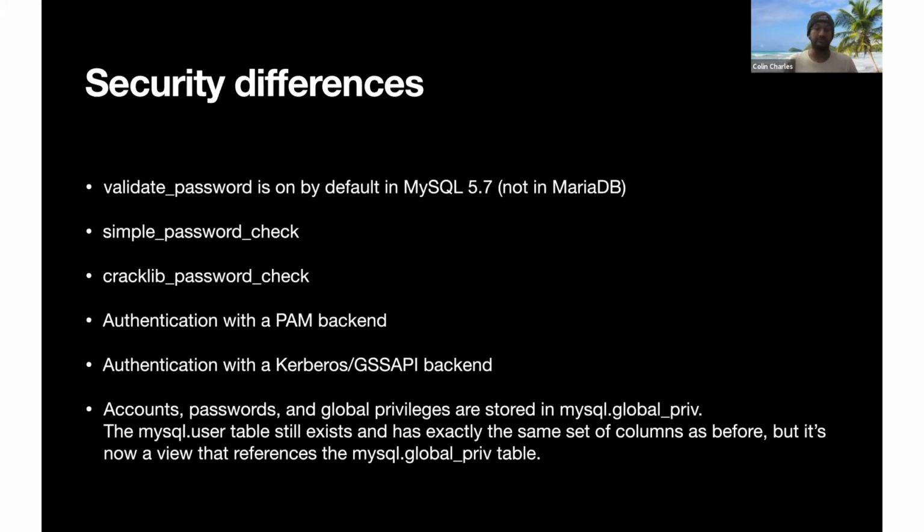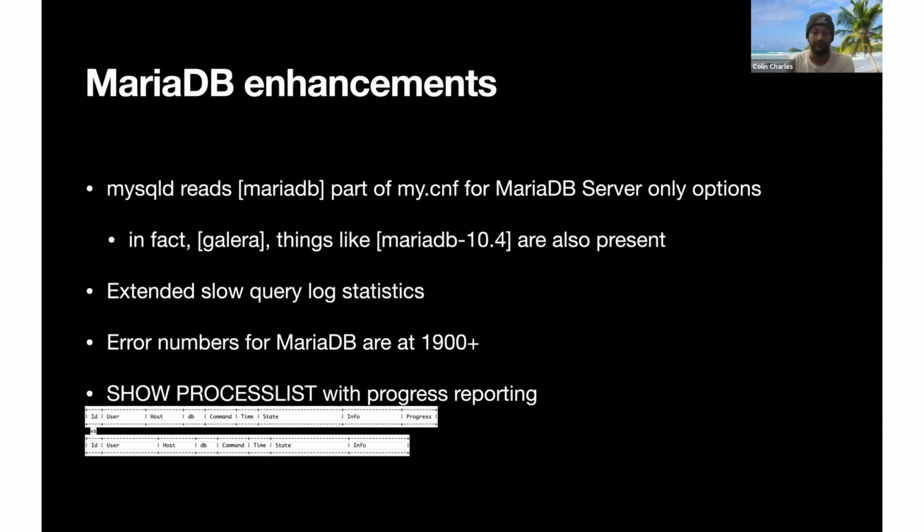One important change is that things like accounts and passwords and global privileges are stored in the mysql.global_priv table. The user table still exists, but it's now just a view that references the global_priv table. Things like account locking and unlocking exist in both MySQL and MariaDB, as well as user password expiry. MariaDB, of course, has a bunch of enhancements that you should be aware of.